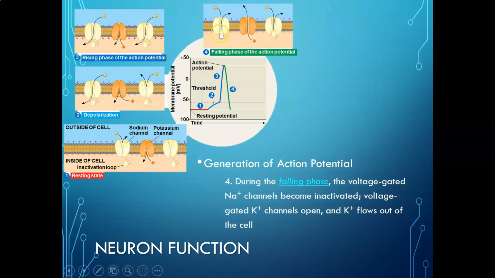Now I'm going to close them back off. And instead, now I'm going to open up the potassium ones and allow that potassium to start trying to diffuse down its concentration gradient. So the falling phase is now going to start reversing the process. I've hit this max potential in my positive voltage, and now I'm going to start coming back down. That's this falling phase, and we're accomplishing that by allowing that potassium to flow out.